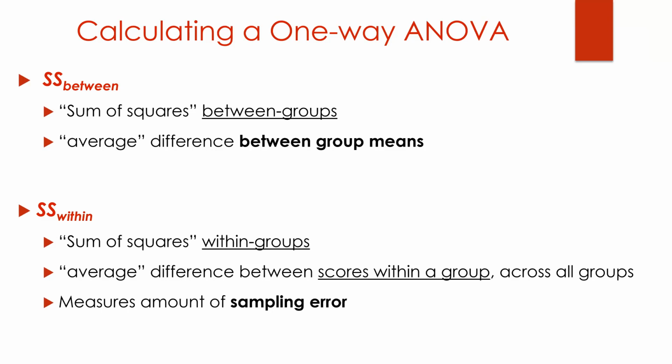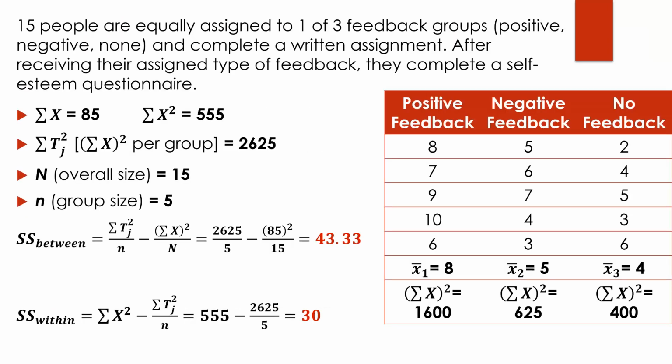Now, between measures the difference between the group means, and within measures the amount of sampling error. Okay, so let's get our calculations for SS between and SS within. Okay. Now I just want to walk you through this. It's a little bit complicated here. I know with you seeing all the math. And so I encourage you to pause the video and kind of look through the symbols here.